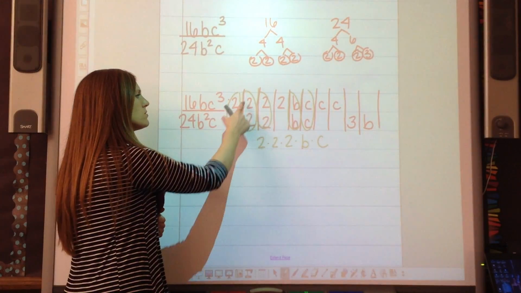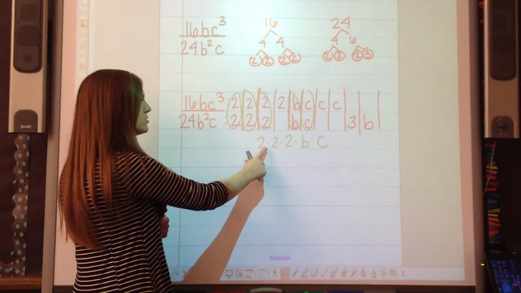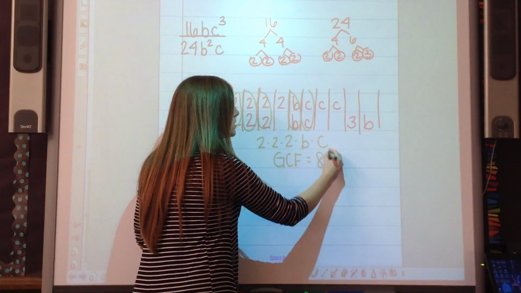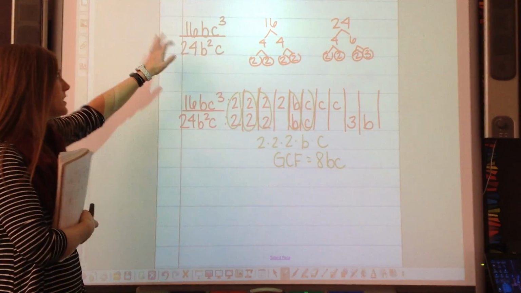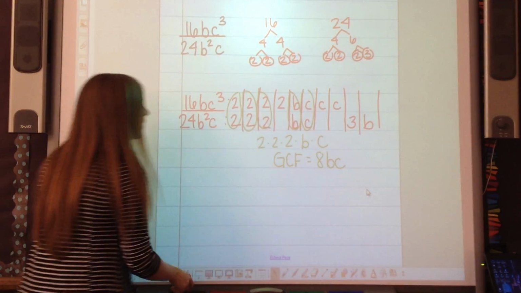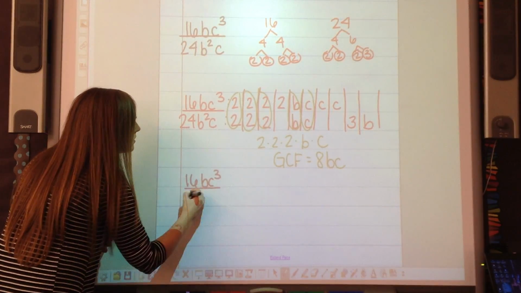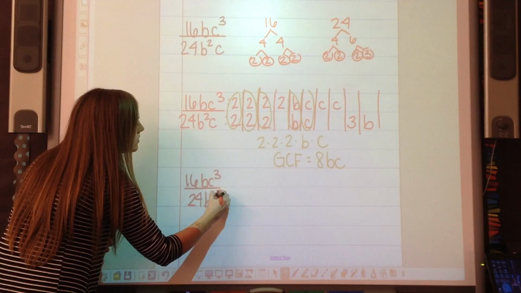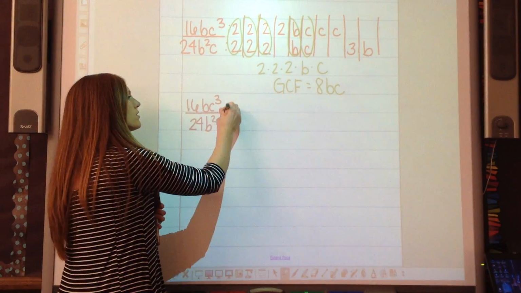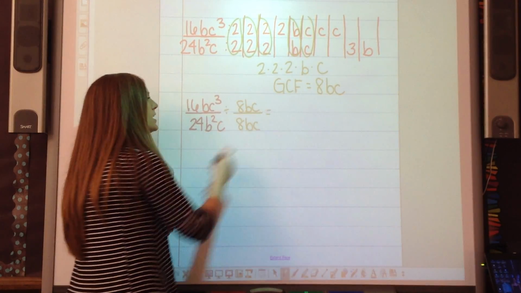Remember, it's not 2 times 2 times 2 times 2 times 2 times 2. Each column represents 1, 2. So 2 times 2 is 4, times 2 is 8. 8bc. This is what I'm dividing this fraction by. Let me rewrite the fractions so we can see it down here. Okay. And I am dividing this fraction by the greatest common factor. Both the numerator and the denominator are going to be divided by 8bc.